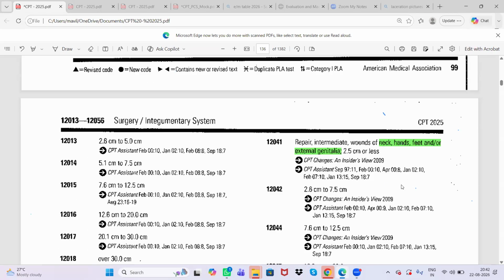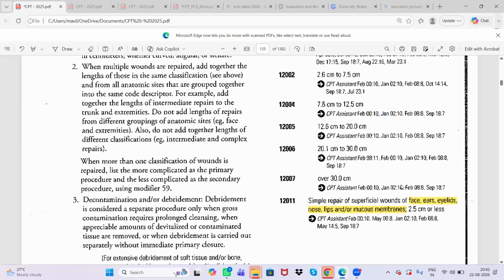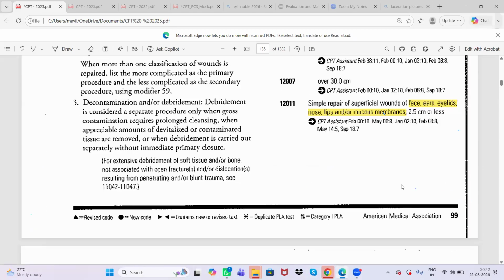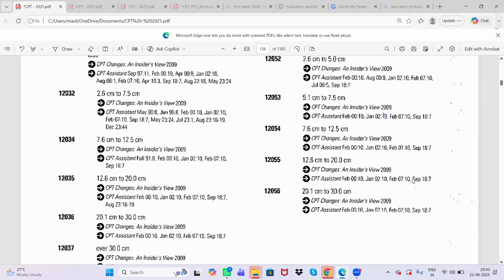Let me give you another example. The simple repair is being done on ears, 2 centimeters.